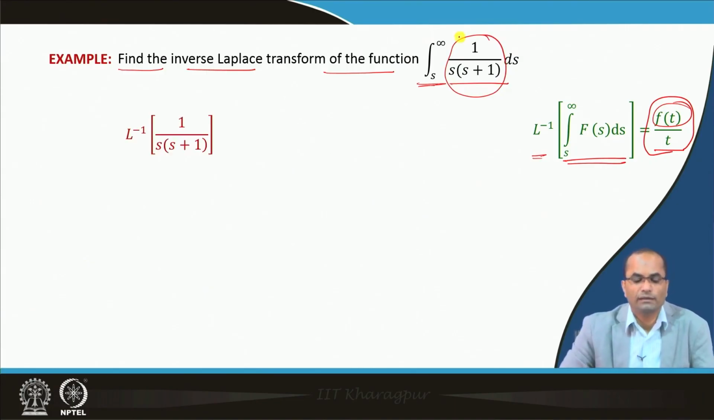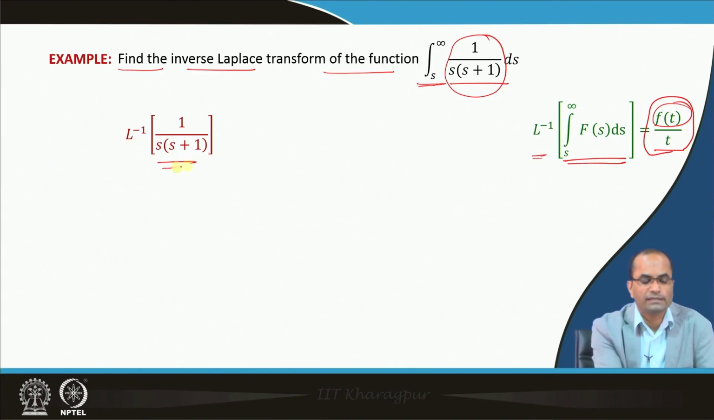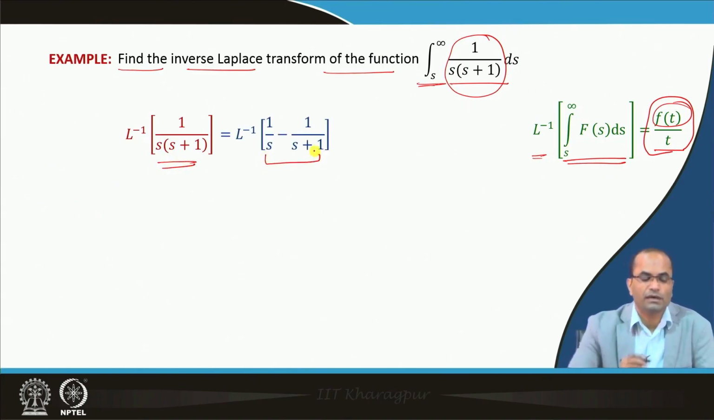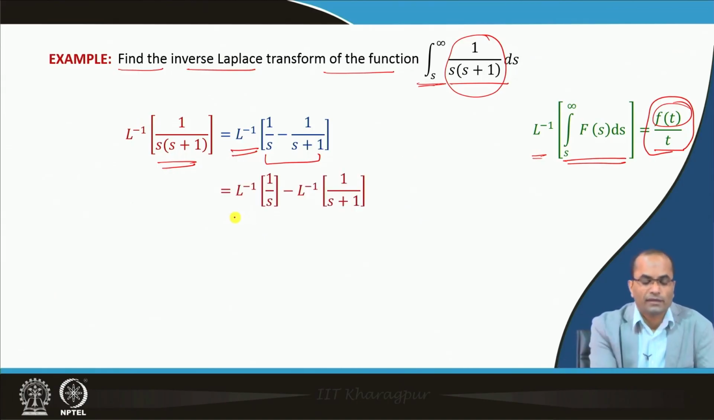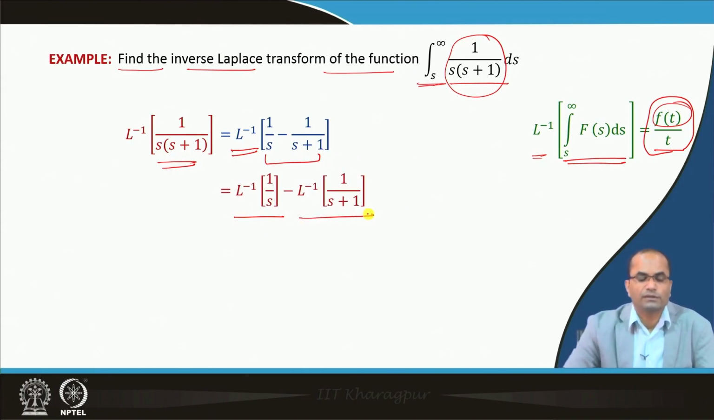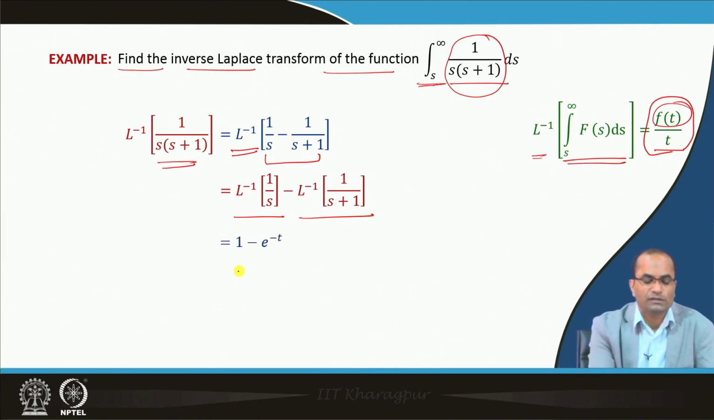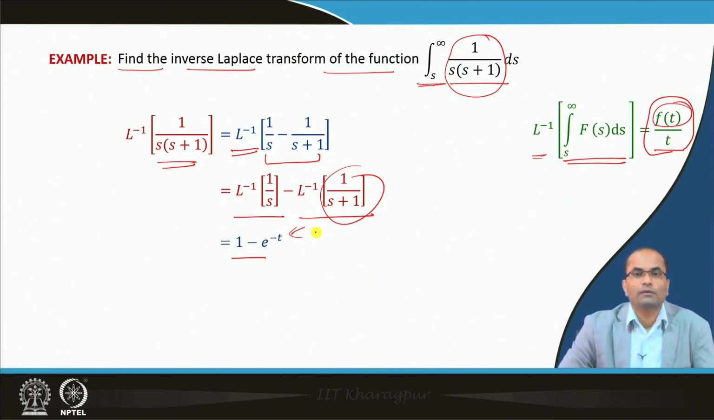So, we have to find the Laplace inverse of 1 over s(s+1), which can be done using partial fractions. So, we have 1 over s minus 1 over s+1, and then the Laplace inverse using the linearity property. We have here L inverse of 1 over s, L inverse of 1 over s+1, which is 1 here, and then 1 over s+1 is e to the power minus t.